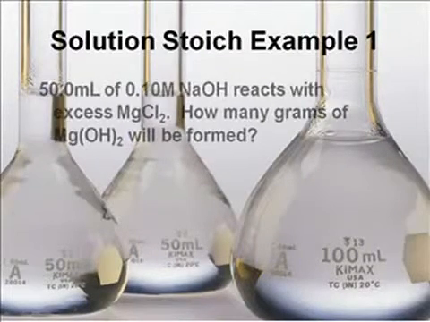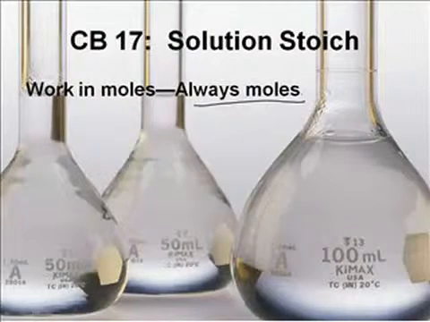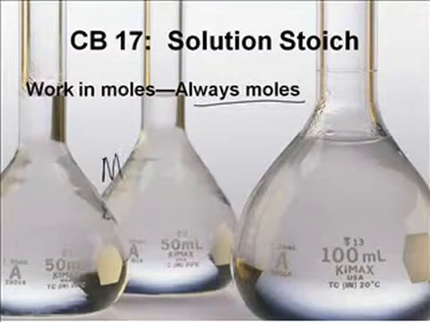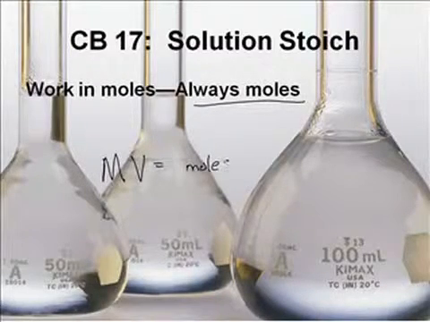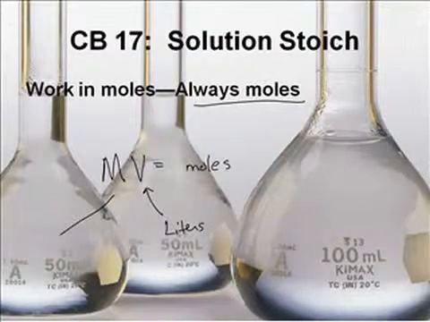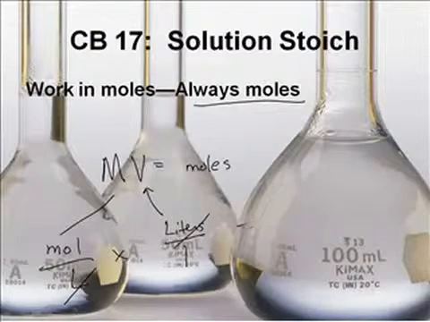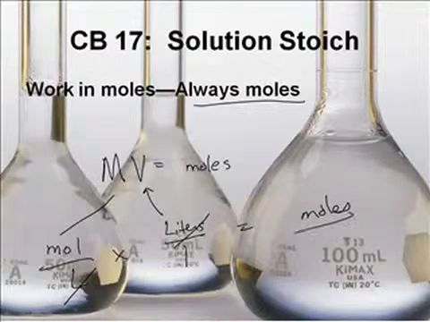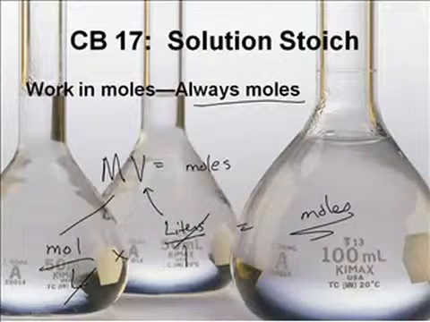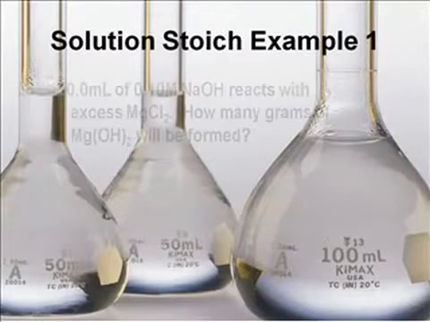Okay. Actually, let me back up a second. Always work in moles. The key equation we've already seen before is M times V equals moles. The key thing on this equation, so write this down again, is that the V must be in liters. And M, of course, is the moles per liter. And actually, if you look at it, moles per liter times liters over 1, the liters cancel and you get moles. So when you're doing a solution stoichiometry problem, M times V equals moles is your key equation. All right, let's do an example.